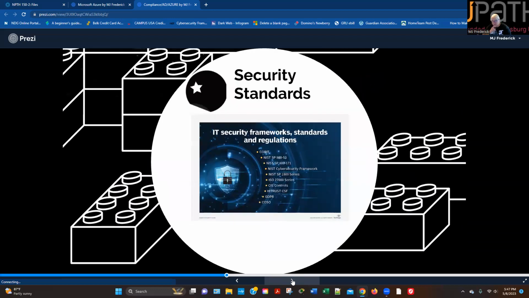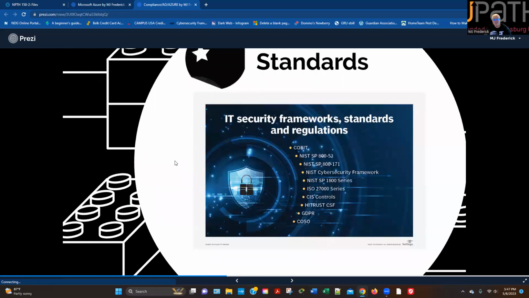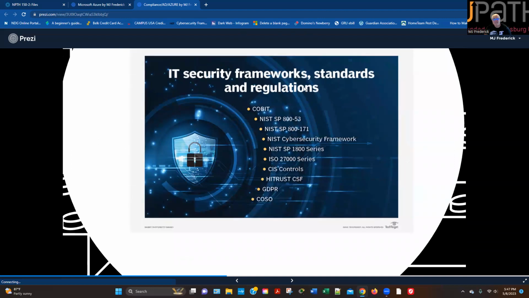So these are the frameworks you should be familiar with. The security standards, this grouping. So this is the IT security frameworks, IT security standards, and IT security regulations. COBIT, NIST, there's different ones for NIST. NIST you should know because they have so many. I think I posted it last week. NIST is the National Institute of Standards and Technology. They have a lot of information on their site, but these are specific. If you go to NIST and type these in, these are specific to what I'm talking about here.